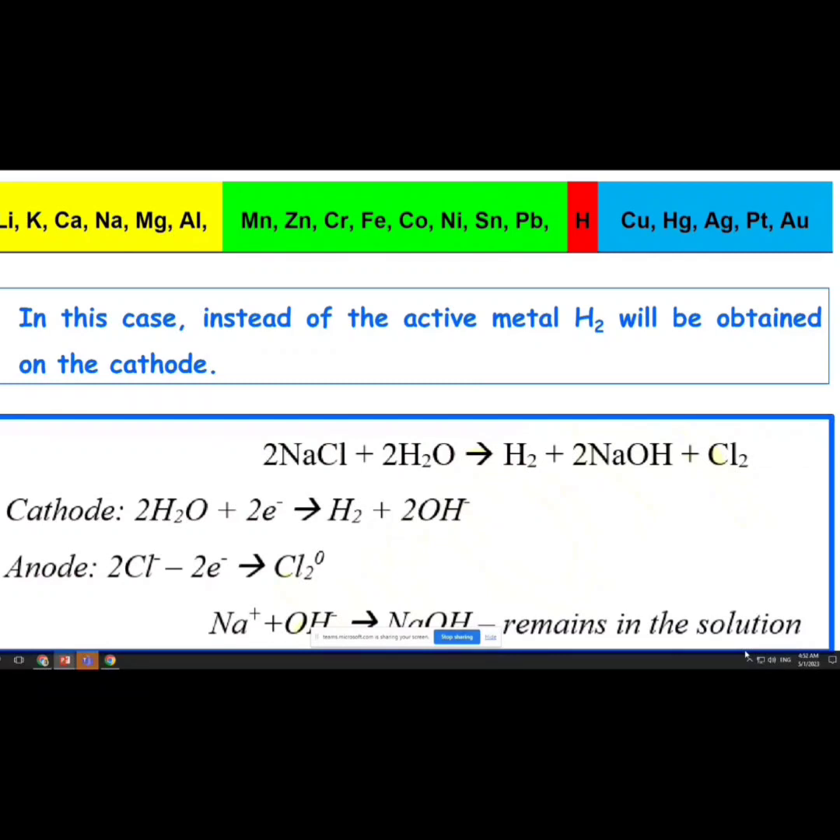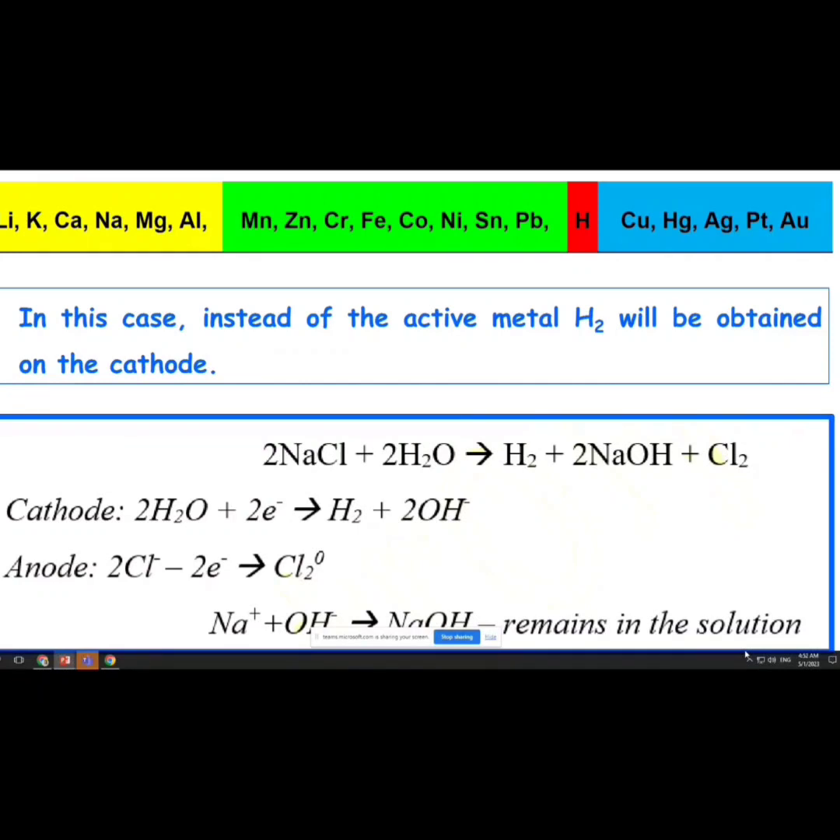So this H2 is a white gas. Next lesson, you will be able to see the white gas on the cathode, flying around. So H2 appears at the cathode. Right here, H2. Let's see what's next. You see in the picture on the slide as well, we have H2.